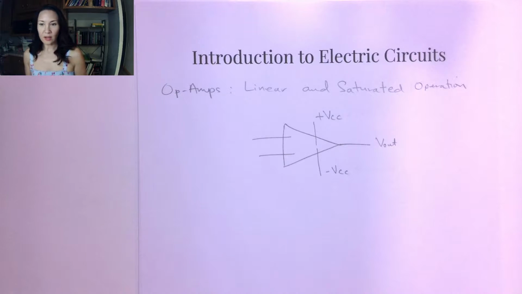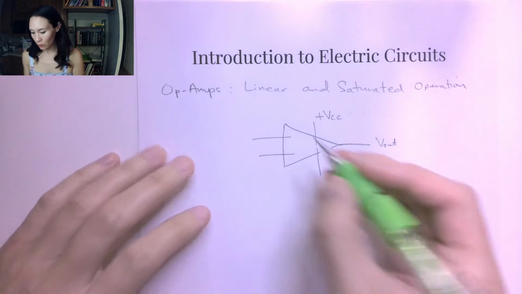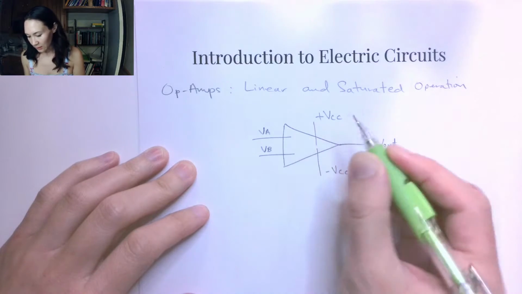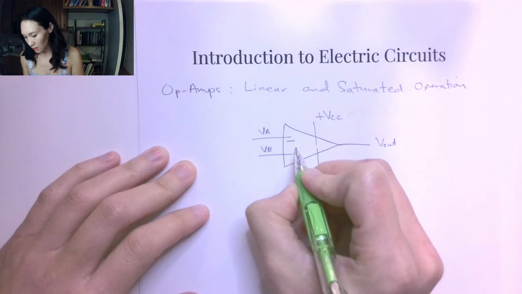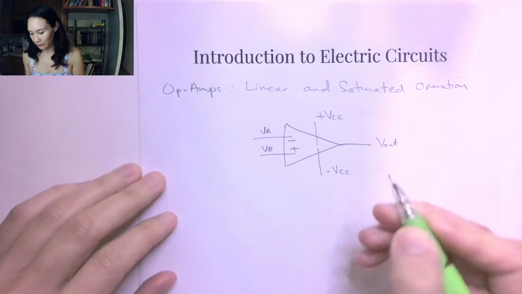The next thing we need to talk about before we can put the op amp in a circuit and start doing analysis is the linear and the saturated regions for the operation of the op amp. So remember, if I call this VA and VB, so this is input A and input B. Suppose this is going into the inverting terminal and this is going into the non-inverting terminal.